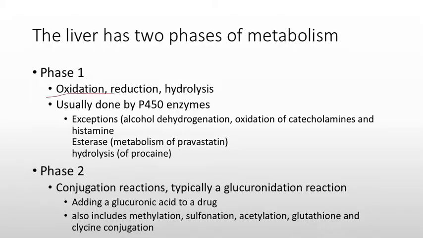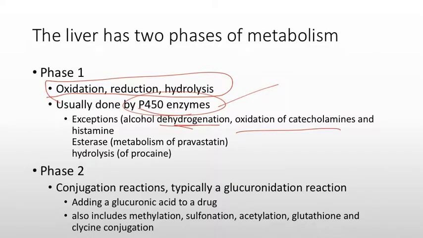Phase 1, you have oxidation, reduction, and hydrolysis reactions. These are usually done by the P450 system, so phase 1 is also synonymous with P450 metabolism, although there are a few reactions that are phase 1 that are not done by the P450 system. For example, alcohol dehydrogenase, the oxidation of catecholamines and histamine, and then esterase metabolism, for example, pravastatin and hydrolysis of procaine. These are all phase 1 reactions that are not P450, but these are the exception to the rule.